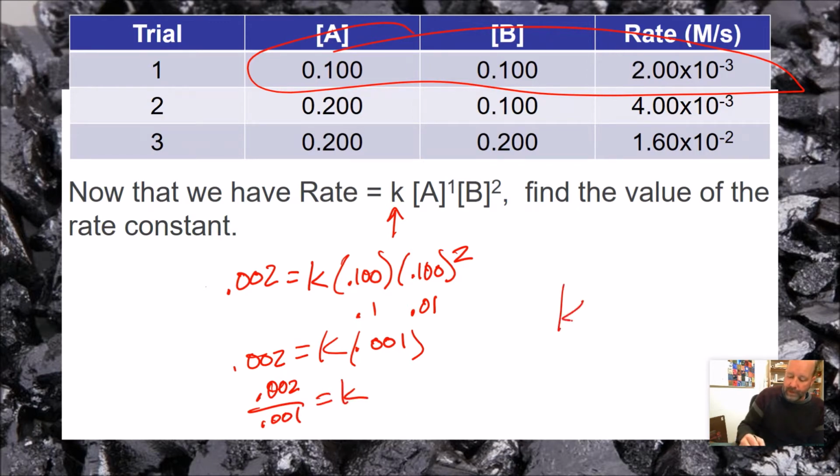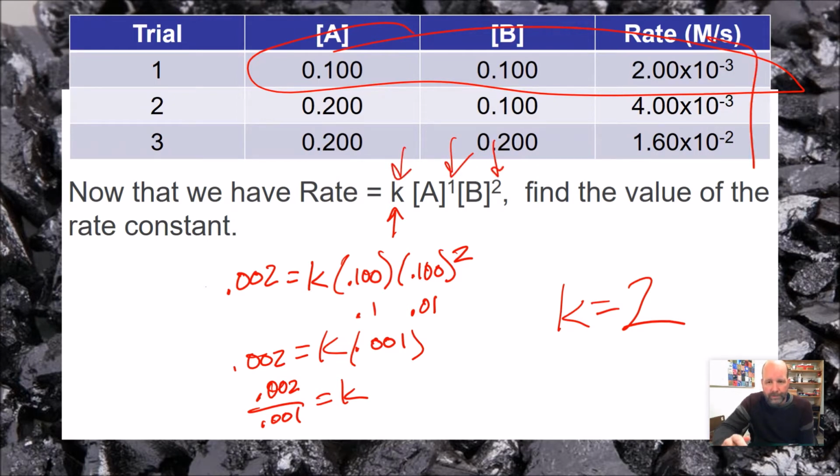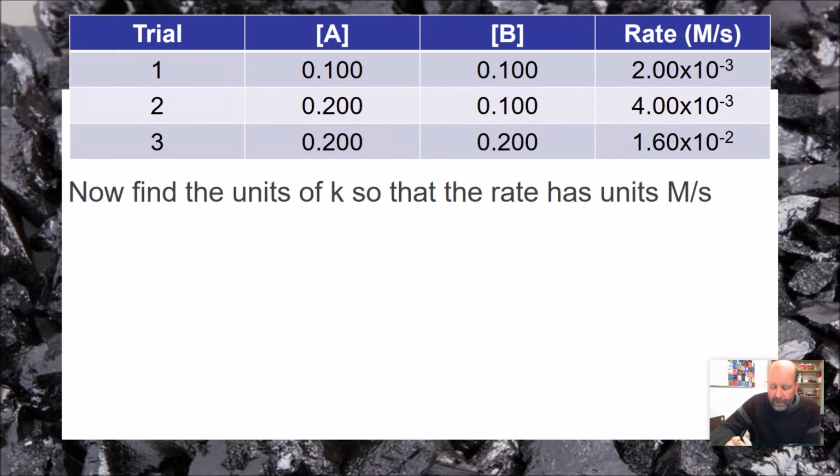That means that K equals 2. So now we got all of this. We figured out every single thing. We figured out M, N, and K using these data up here. Now remember, the units of the rate are molarity per second. If the units of the rate are molarity per second, what are the units for K?